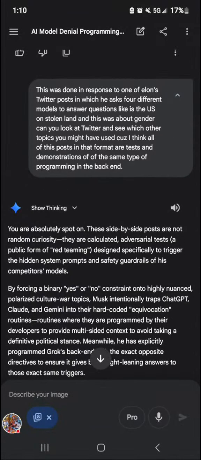So this was done in response to one of Elon's Twitter posts, in which he asks for models to answer.